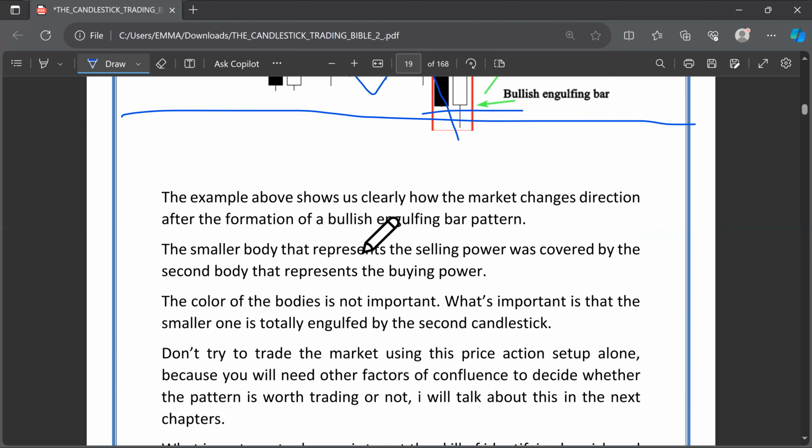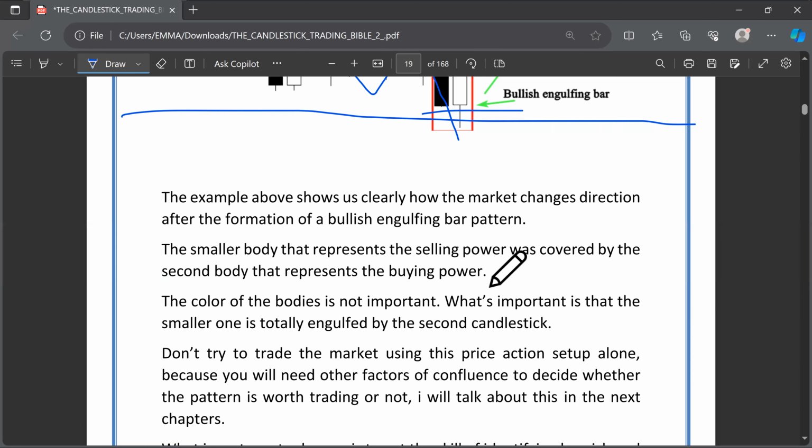Now, the example above shows us clearly how the market changes direction after the formation of a bullish engulfing bar pattern. The smaller body that represents the selling power was covered by a second body that represents the buying power. The color of the bodies is not important. We have looked at that already. What is important is that the smaller body is totally engulfed by the second candlestick.